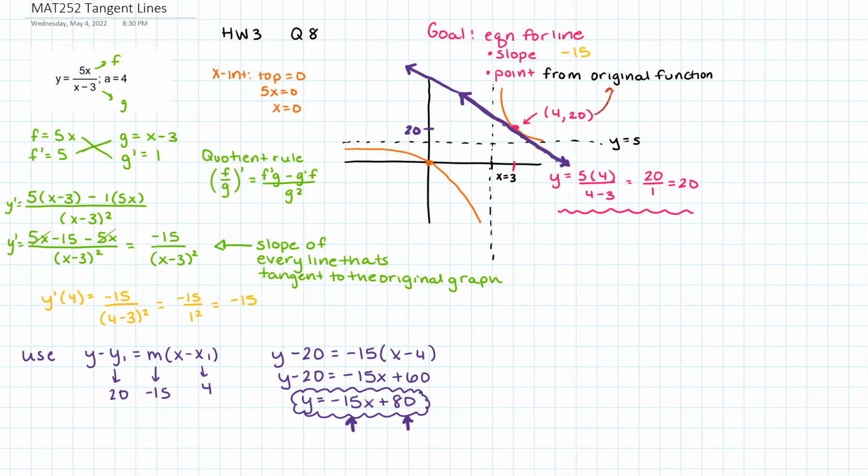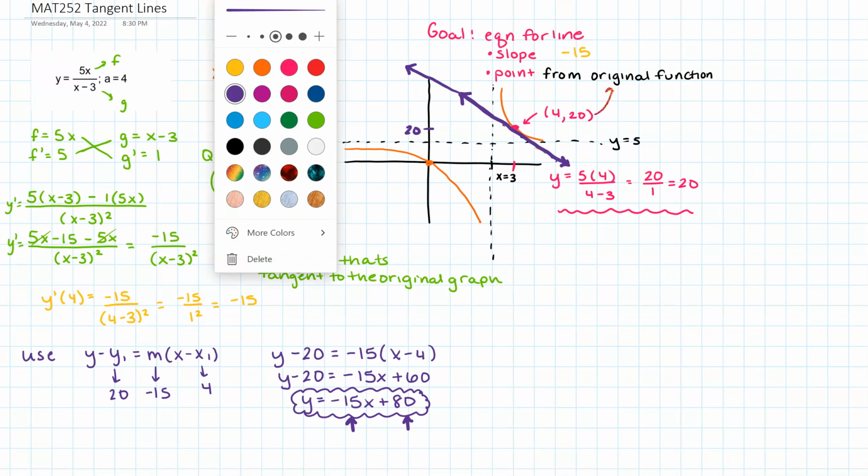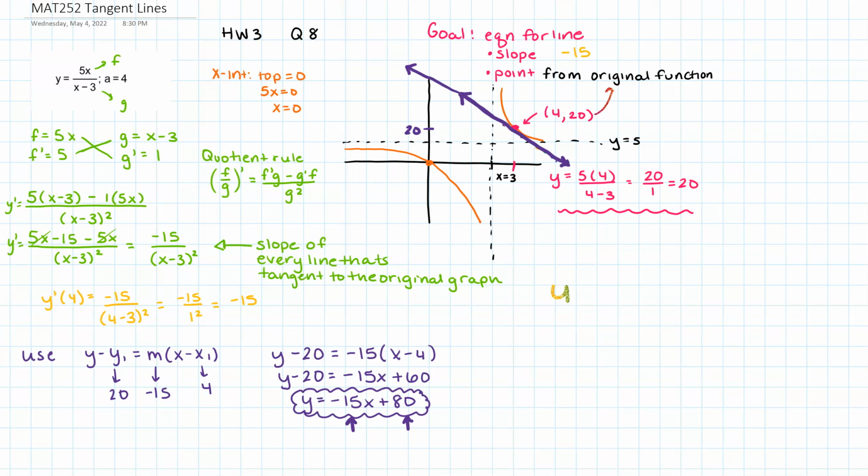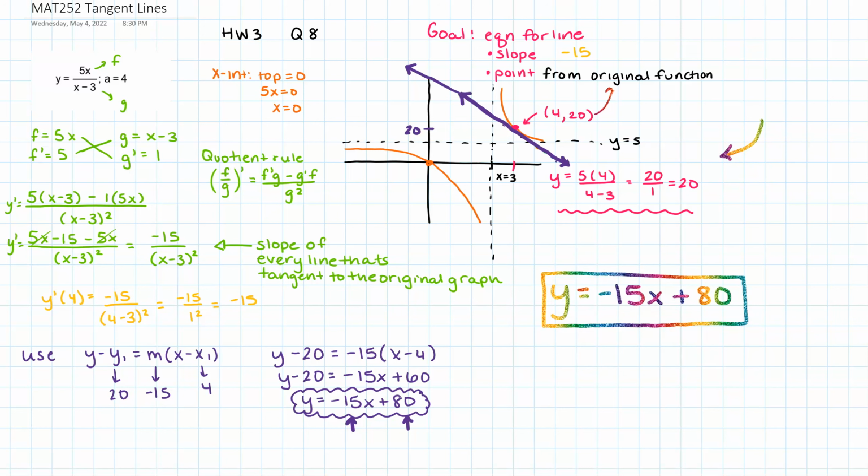So my final answer, just to be clear, is y equals negative 15x plus 80. And I think the question did ask you to graph. So this is the idea of the graph. But again, if you're not so great at that kind of sketching, go ahead, use Desmos.com and make sure that it looks right.